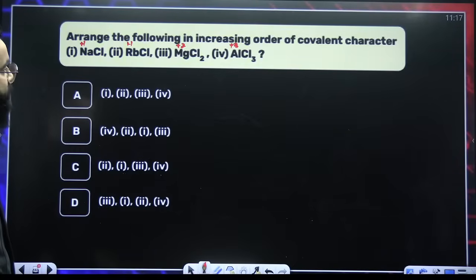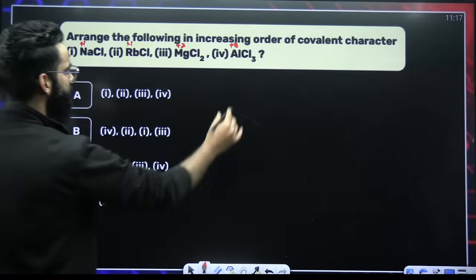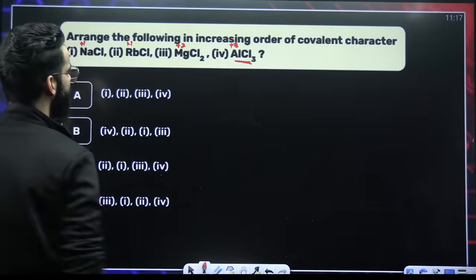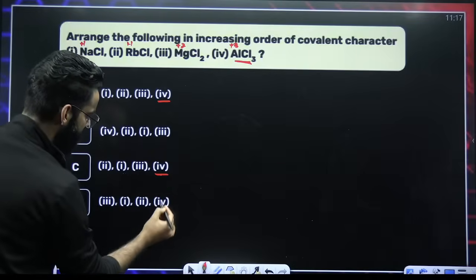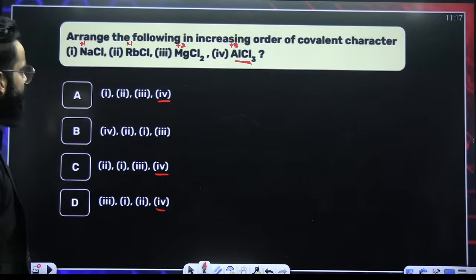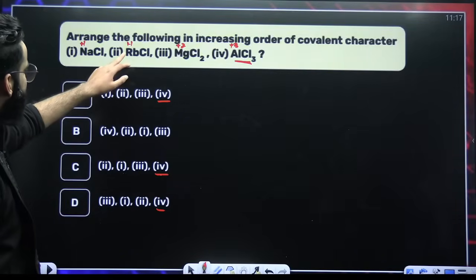Now, which one has got maximum covalent character? I believe it is the fourth one which has got maximum covalent character. We have to write them in increasing order of covalent character, right? So what has to be the answer? This is the maximum covalent. Now, which one is minimum covalent?